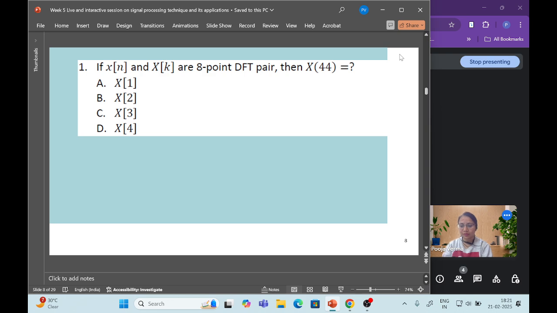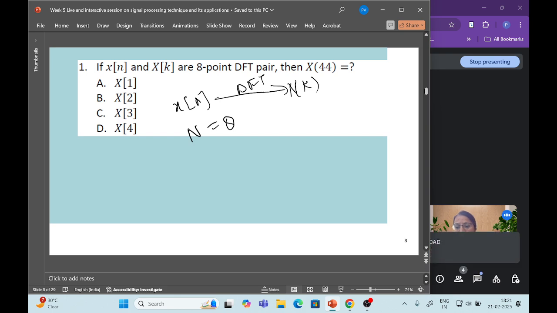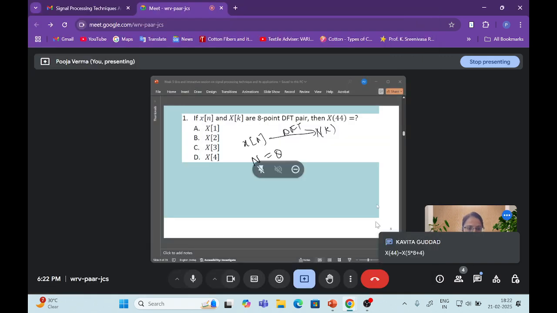I am explaining it here again. It is given that x(n) and X(k) are an 8-point DFT pair. That is, X(k) is the DFT of x(n), and N is equal to 8, so it is an 8-point DFT. Now X(4) will be equal to which value? Yes, someone is correct.